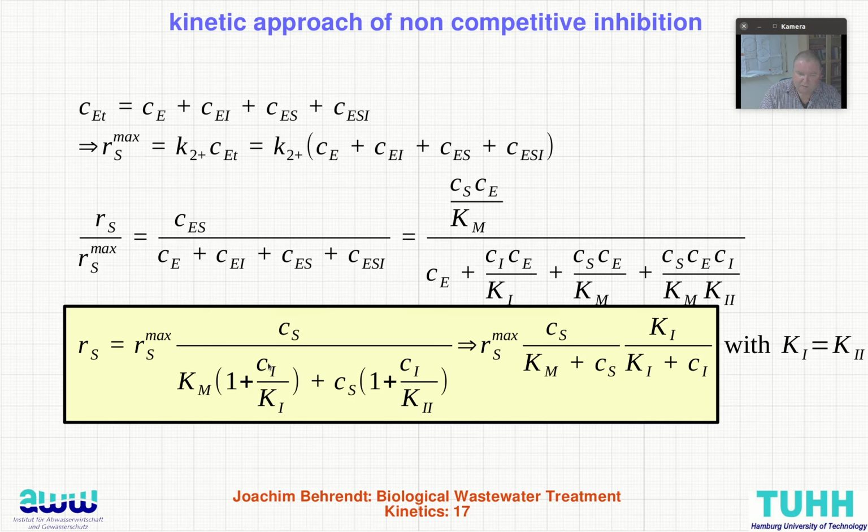where if the inhibitor concentration is 0, then we have the normal Michaelis-Menten kinetic, but if this becomes bigger than 0, then we have a reduced uptake rate. And in the special case that this Kii and Ki is the same, we can express this in this way. And this is the form which is widely used in wastewater treatment.